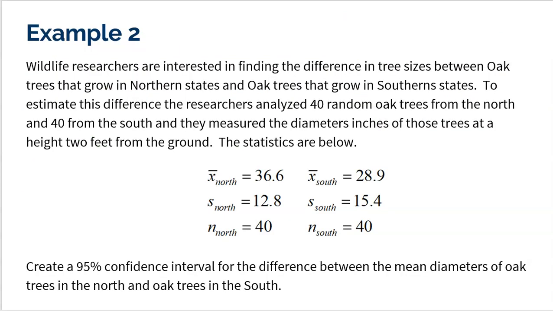Wildlife researchers are interested in finding the difference in tree sizes between oak trees that grow in northern states and oak trees that grow in southern states. To estimate this difference, the researchers analyzed 40 random oak trees from the north and 40 from the south, and they measured the diameters in inches of those trees at a height 2 feet above the ground. The reason they did 2 feet above the ground was to stay consistent, because obviously trees get skinnier the higher up you go.